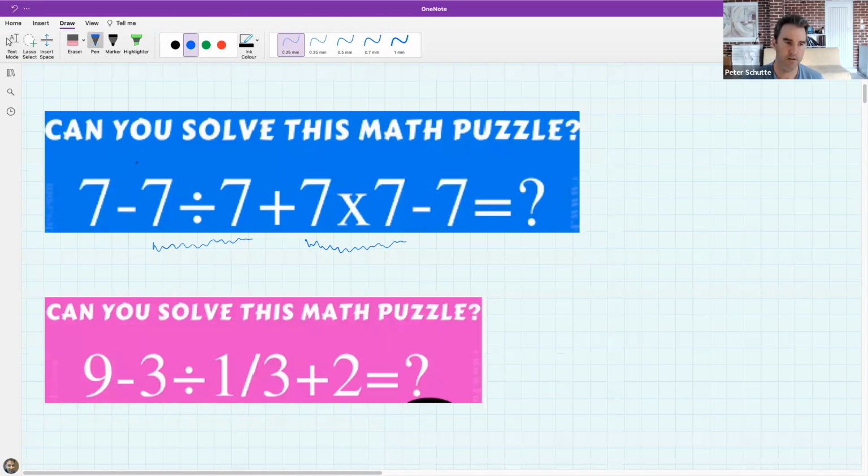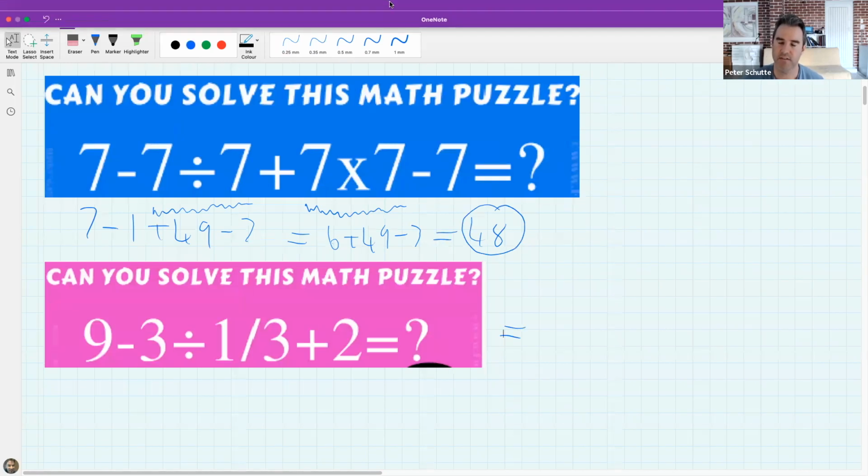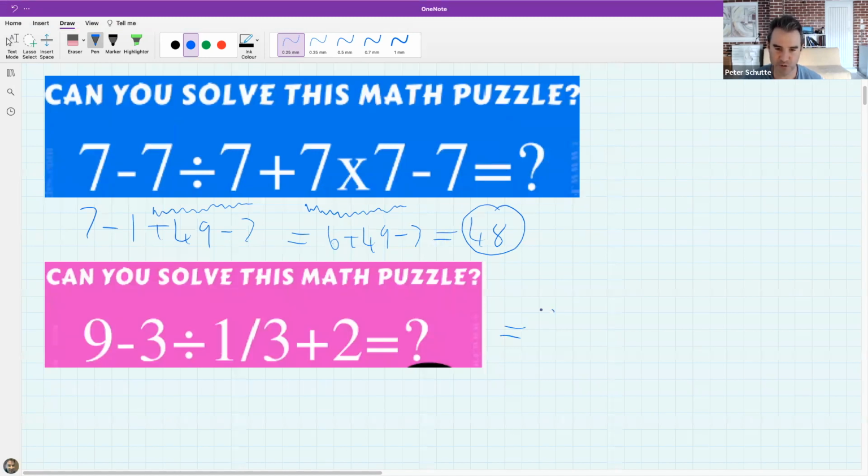For the first one, my first step would be 7 minus 1 plus 49 minus 7, which then gives us 6 plus 49 minus 7, which gives us 48 as the final answer. What about the pink one? What do you guys get for that? You should really be doing this without a calculator. Then I suppose it's more tricky. Let's see.